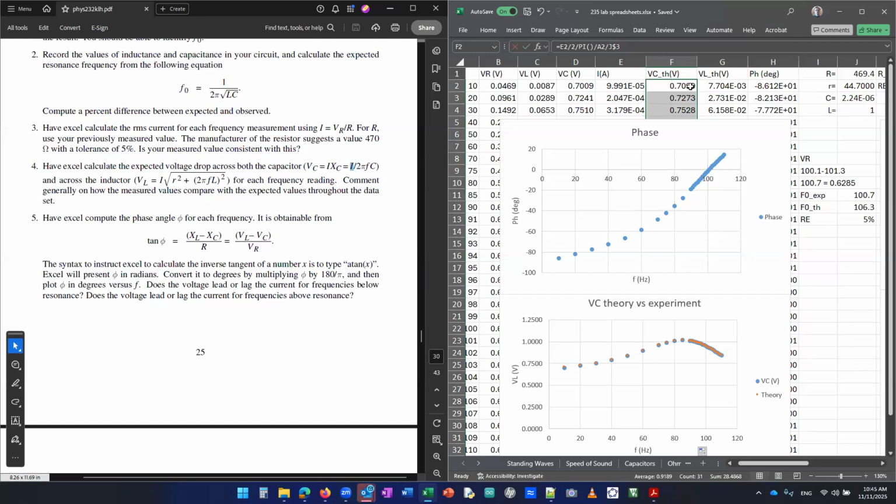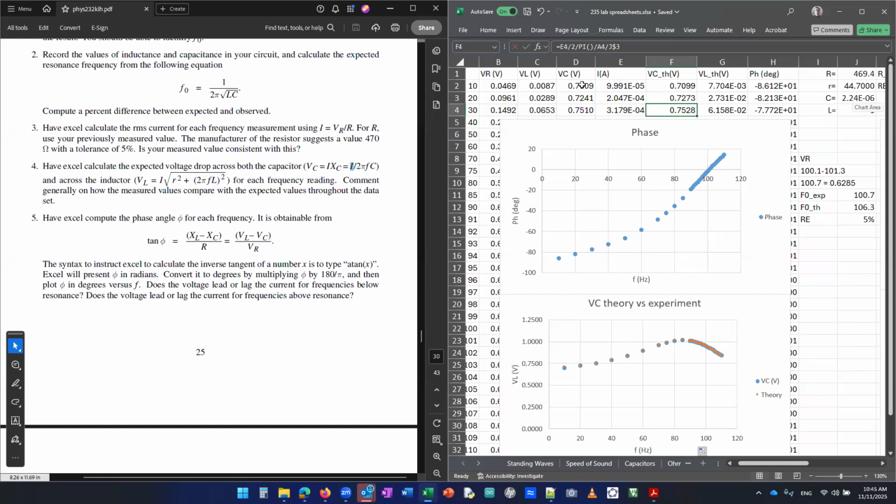Okay, that shouldn't change anything. So let me open up another one as an example. See the E4 is the current times 2 over pi, then over the frequency, and over J3, the same exact capacitance reference at all different rows. So that is a calculated voltage across the capacitor.